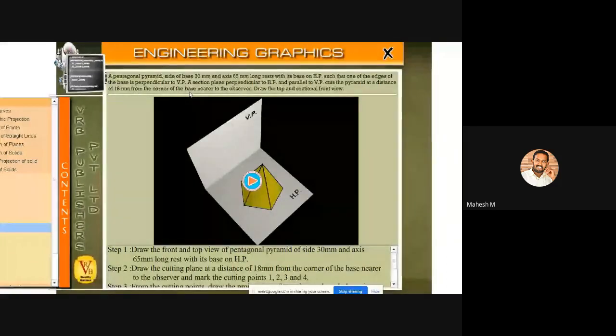So observer point is this, and this particular corner is nearer to the observer. So the cutting plane will be 18 mm from this particular corner.